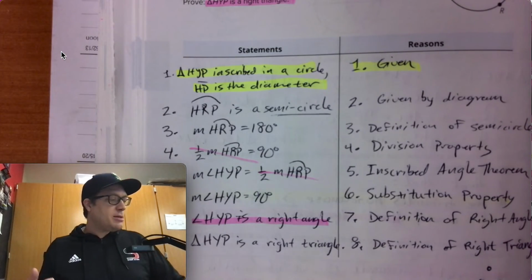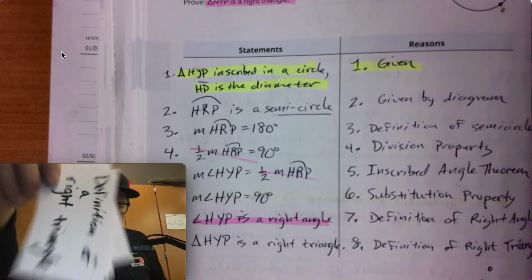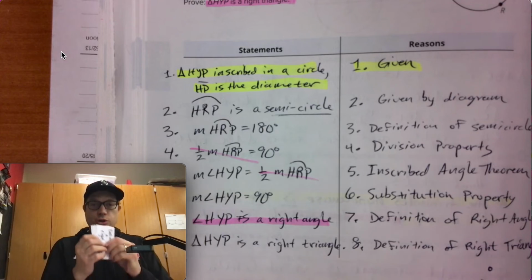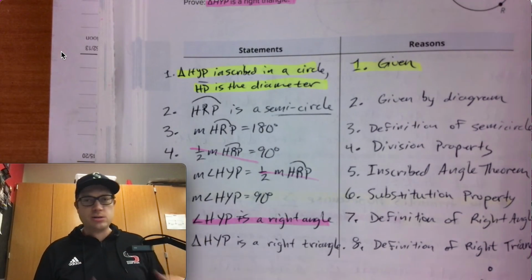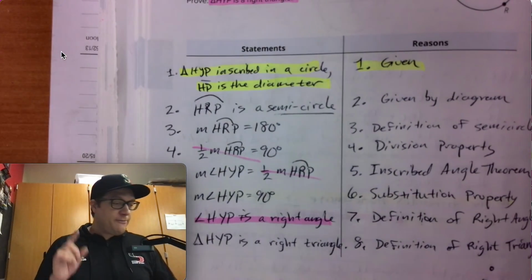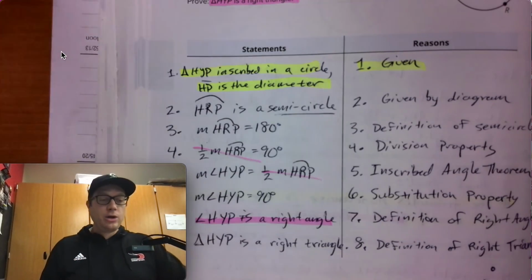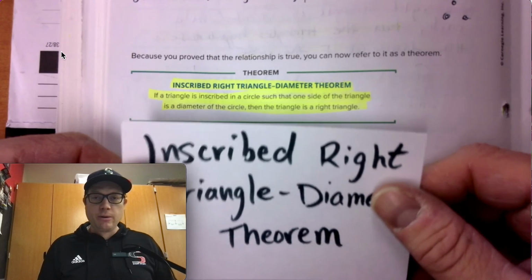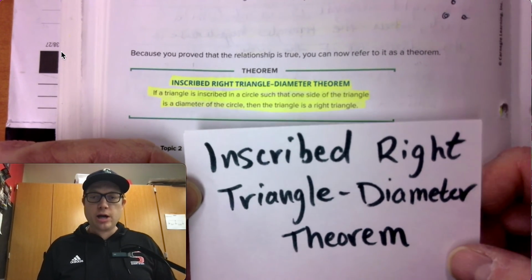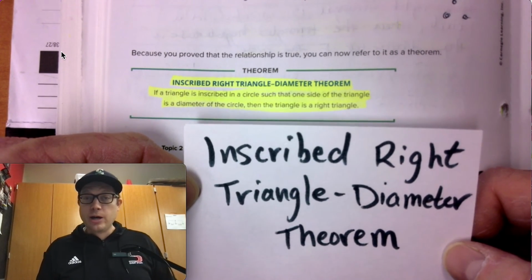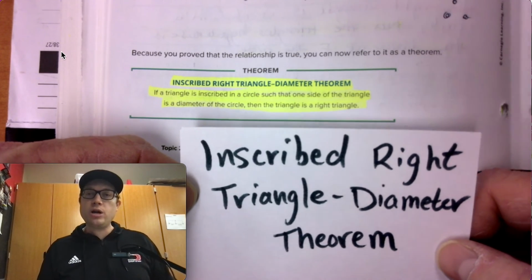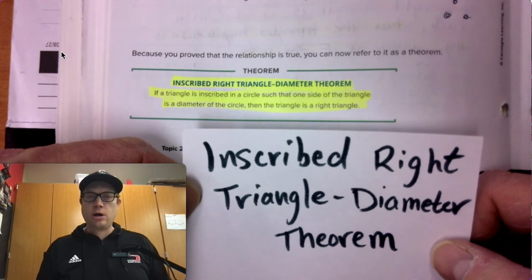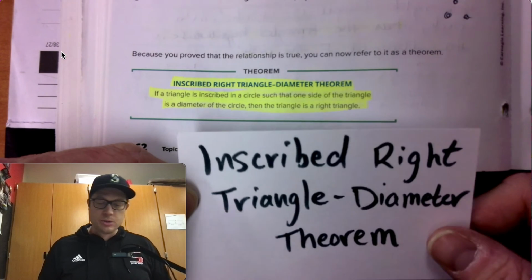You need to know how to set them up. I'll be there to help you out along the way. There it is. Most of the things that we needed to use. So make your note cards. Make your note cards with me and sort through them. In fact, you should make the final note card, because once we've proven a statement, it becomes a theorem. The inscribed right triangle diameter theorem. If a triangle is inscribed in a circle such that one of the sides of the triangle is a diameter of the circle, then the triangle is a right triangle.